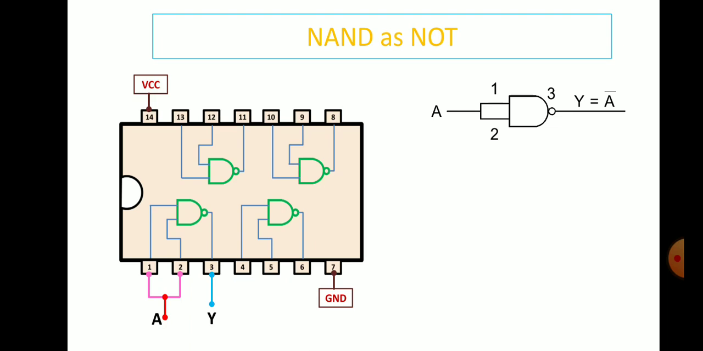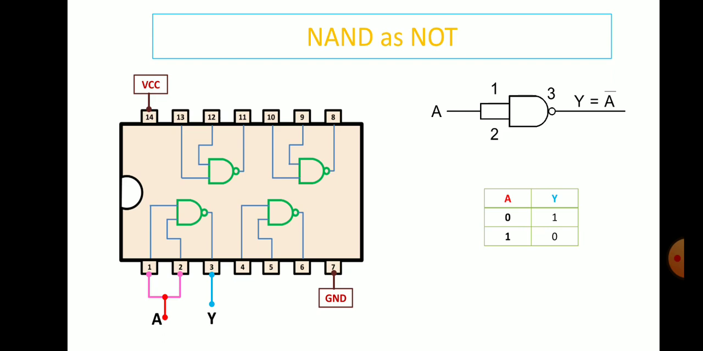This gate is actually a NOT gate, having only one input and one output. Input will be given from A and the output will be taken from pin number 3, which we are taking as Y. This is the truth table for the NOT gate. It consists of only one input and one output. In this gate, if we provide 0, we get the output 1. If we provide 1, we will get the output 0.